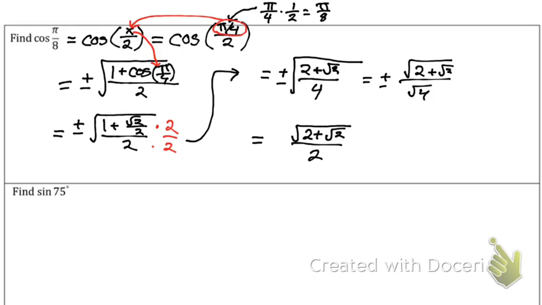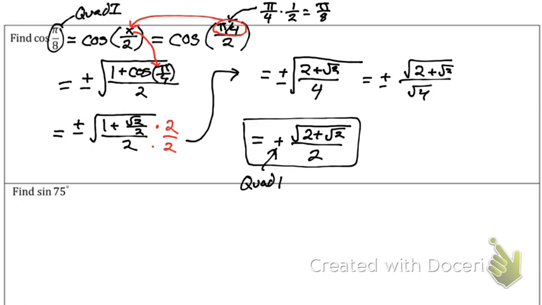Mary? Would it be positive, because if pi over 8, wouldn't it be quadrant 1? Yes. Quadrant 1. Pi over 8's in quadrant 1, so our answer needs to be positive. So it needs to be positive because we're in quadrant 1. Yeah, Emma. So is it the square root of the square root of 2? Yeah, that's as far as you can simplify it. You can't go any further than that. It's the square root of 2 plus square root of 2.